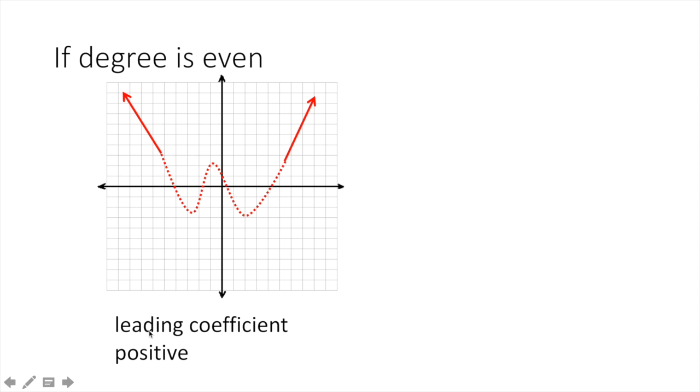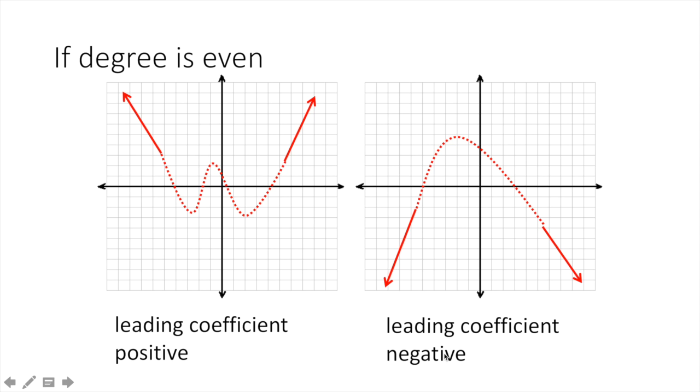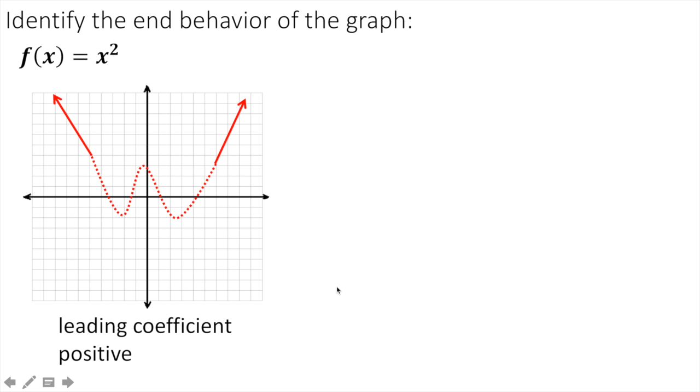And this is assuming your leading coefficient, that's the number way out in front, is positive. If your leading coefficient is negative, then it's going to be going down in both directions here. It's going to have some other weird stuff here in the middle, but it's going to go down in both directions. Such as this one.